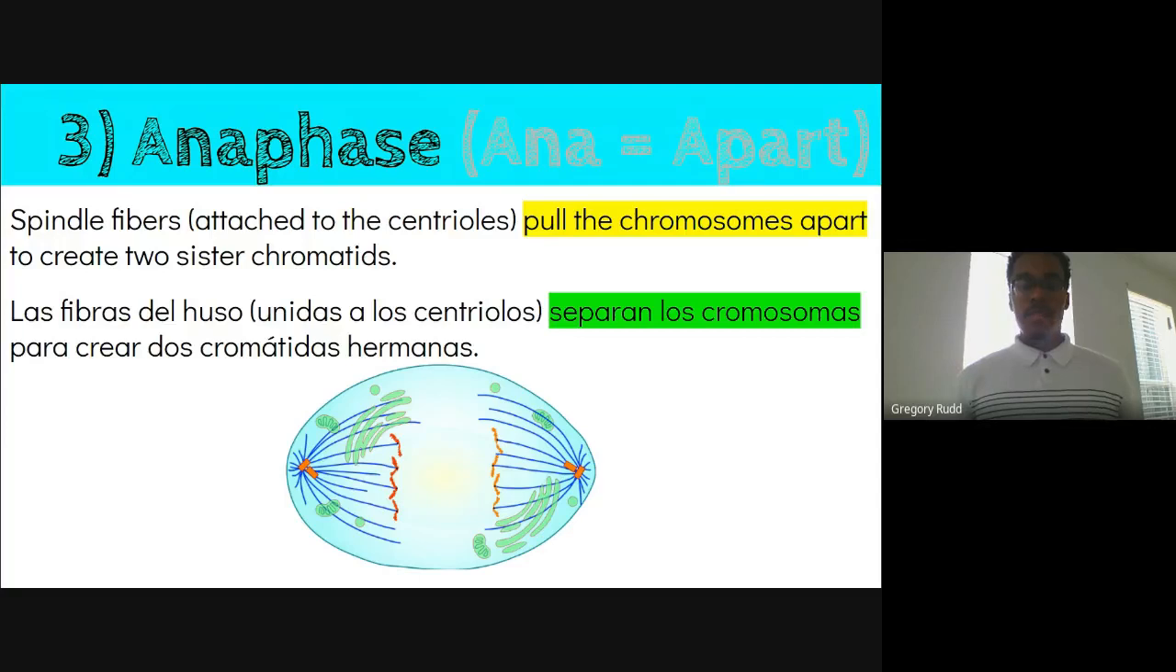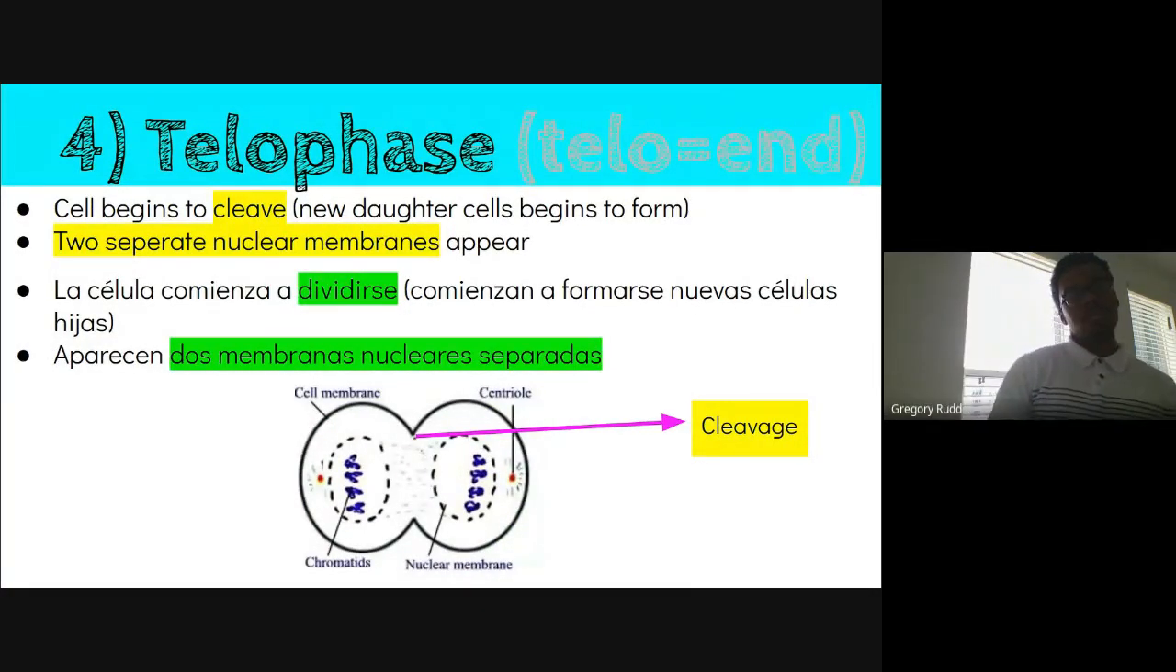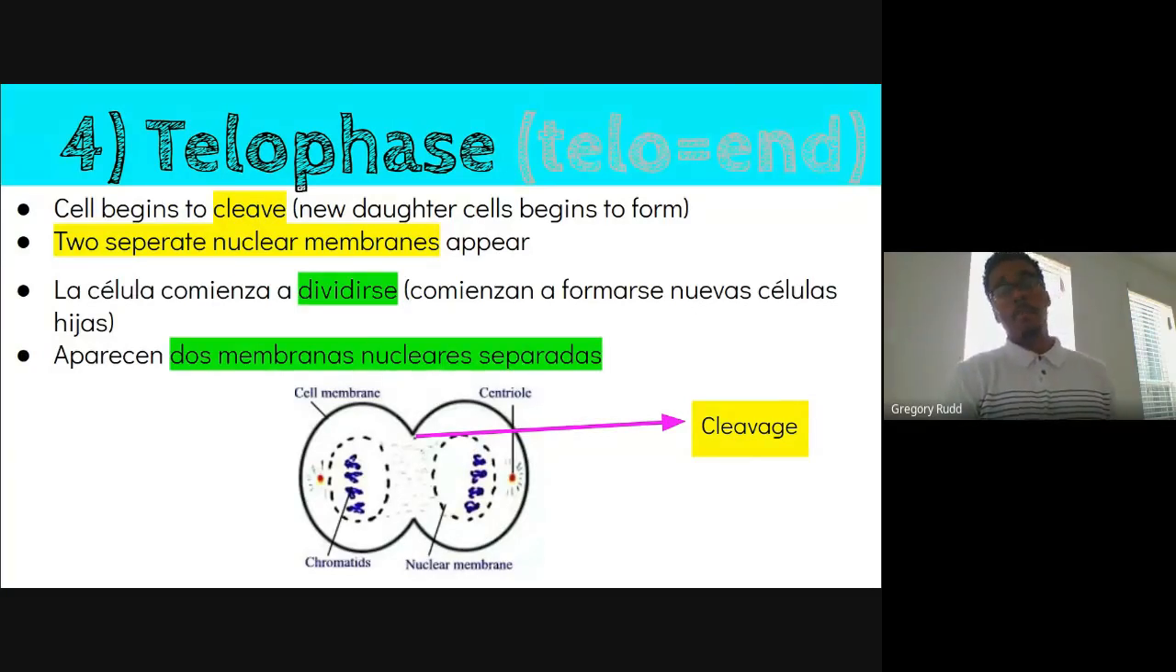And then lastly, we've got telophase. This is the step that comes just before cytokinesis. This is as the new daughter cells begin to form and two separate nuclear membranes appear.